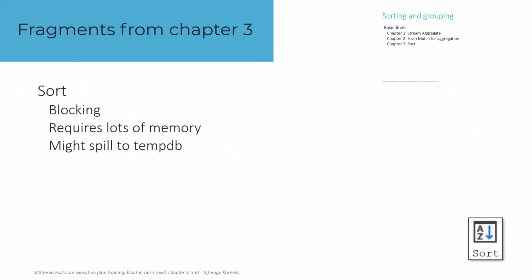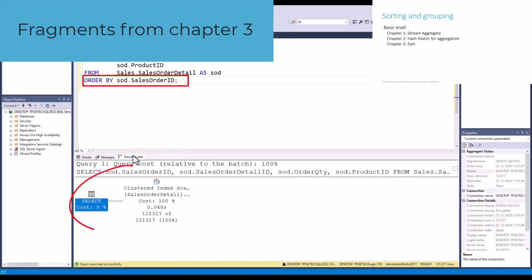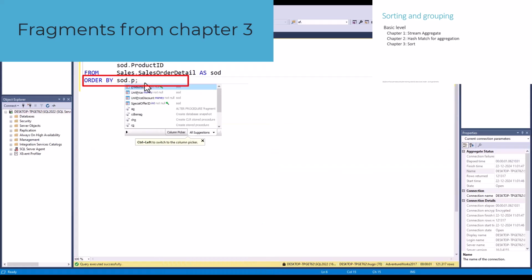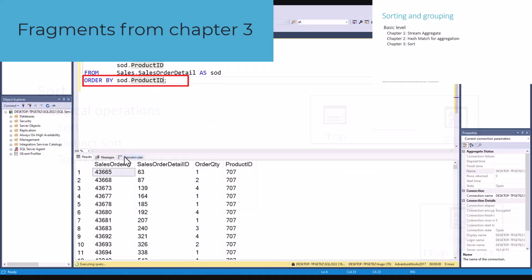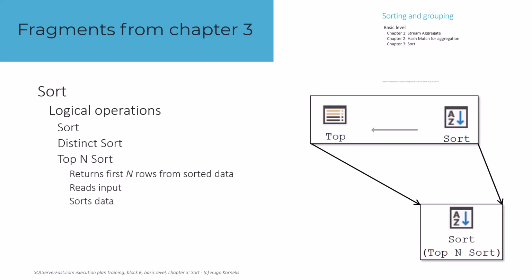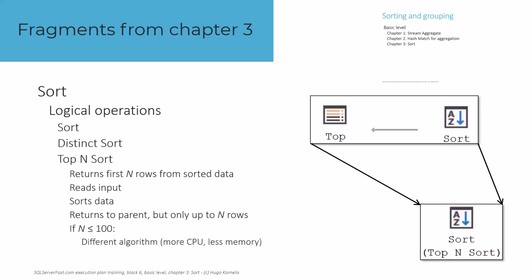For these reasons, the optimizer tries to avoid sort operators when it can. If a sort cannot be avoided, it can sometimes be combined with another operator. This results in the logical operations distinct sort, which removes duplicates from the sorted data, and top n sort, which returns only the first few rows from the sorted data.